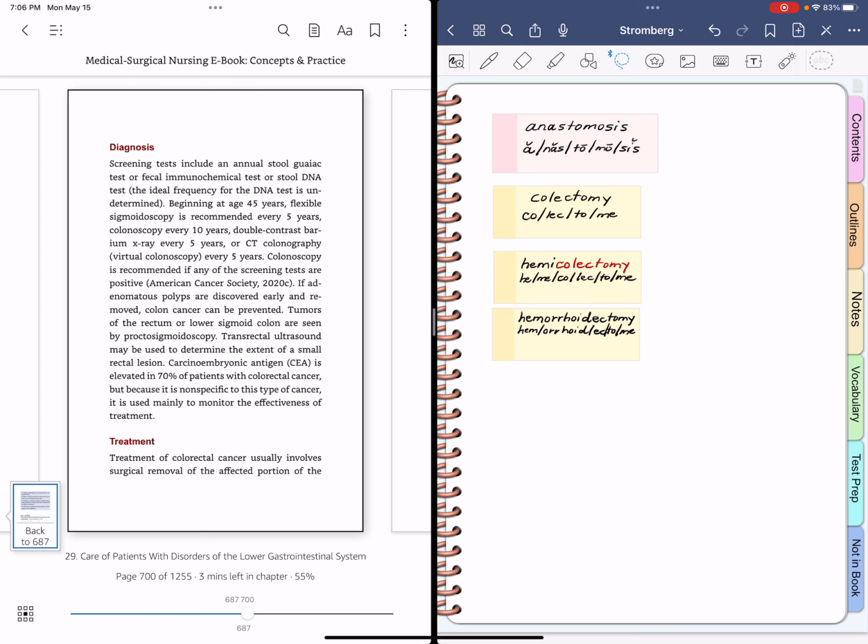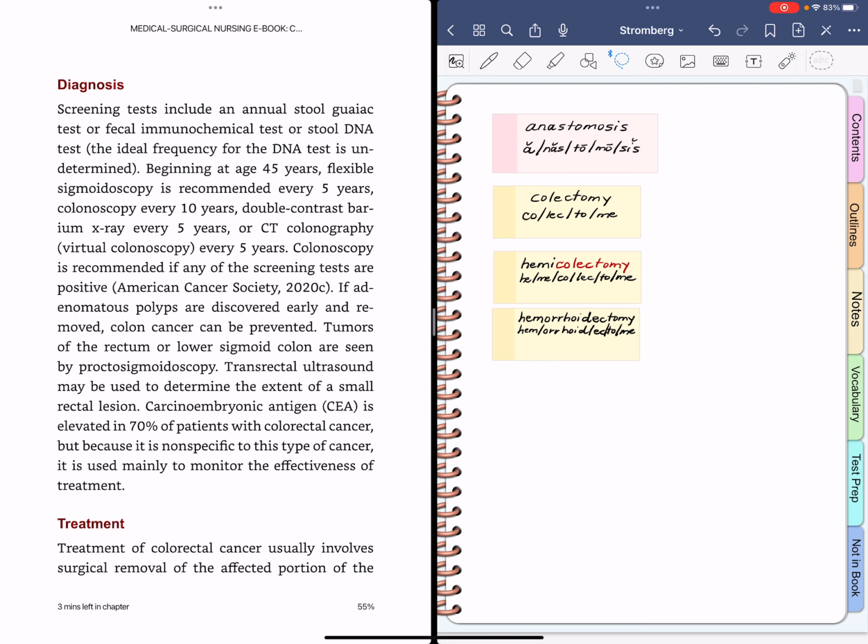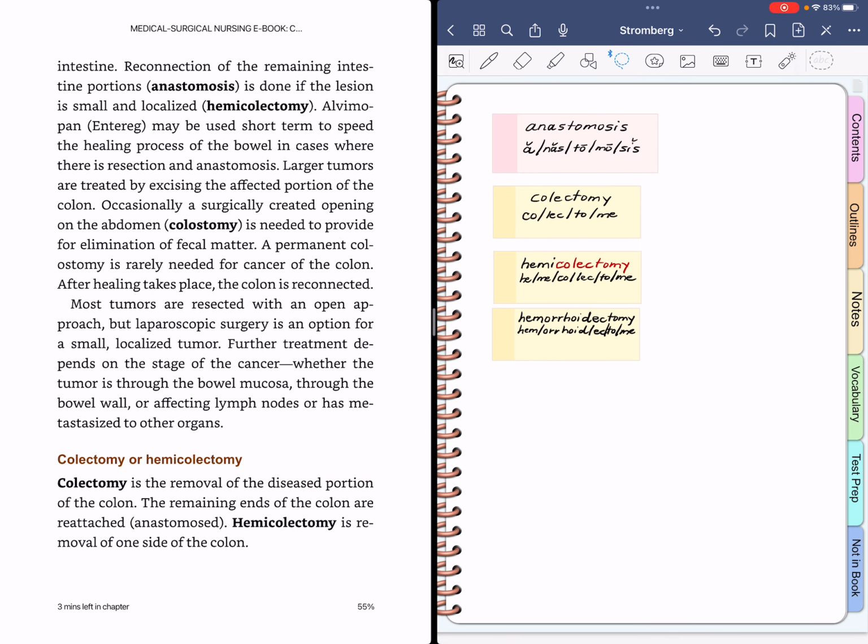And I am not seeing that word immediately on page 700. Perhaps I'm just missing it, but let me look around here. Here it is. If you notice, that word is in bold type up there, toward the top of the page. And it says reconnection of the remaining intestine portions, anastomosis. So there's the definition. They've given me the definition in context.